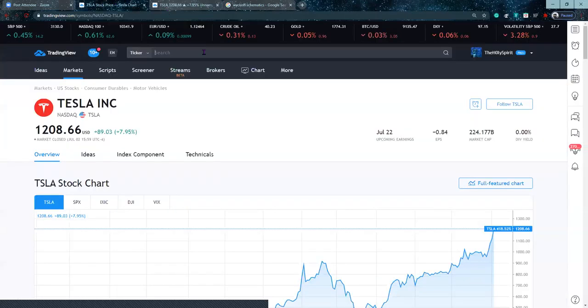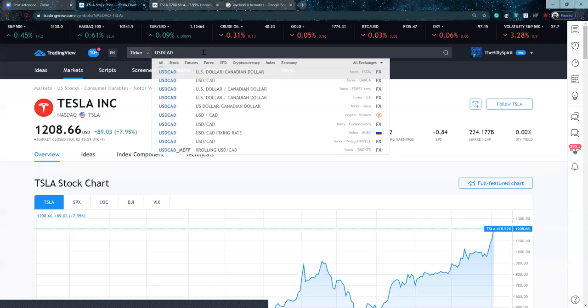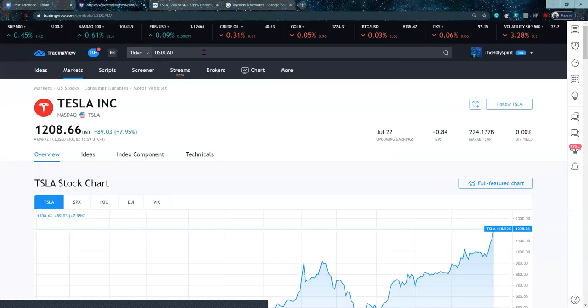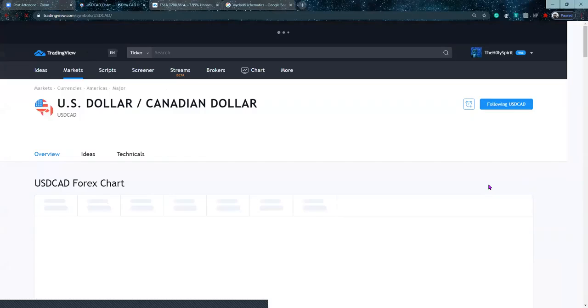So the next pair that we're going to look at as an example is going to be USD CAD. And I will show you guys essentially how I looked at this, and I said, in the next possible few days, we could have a very good swing buy.